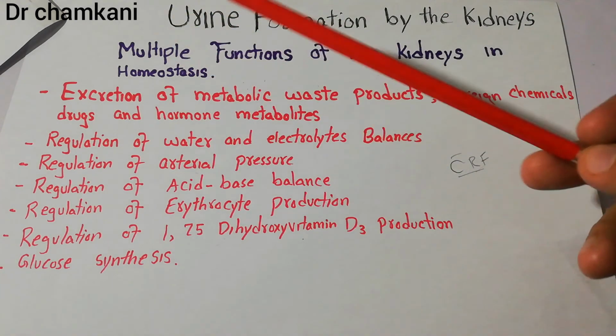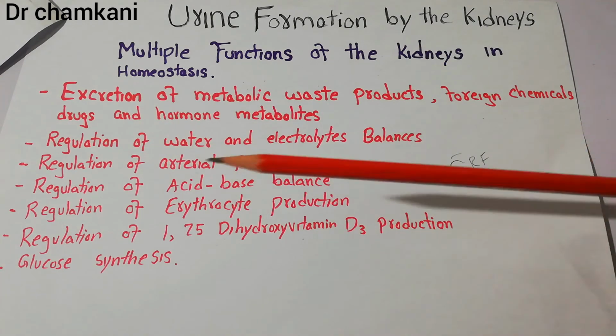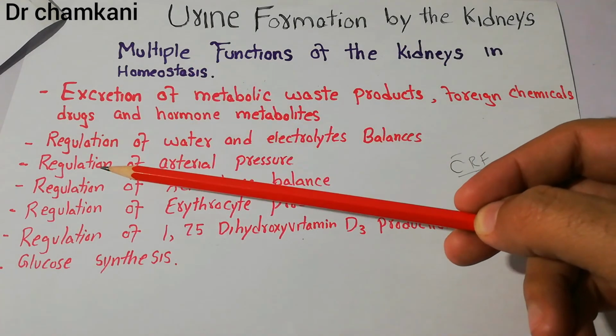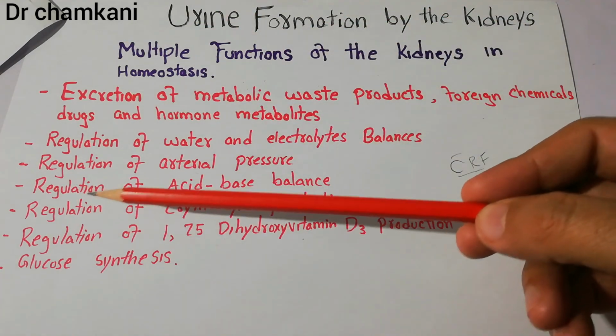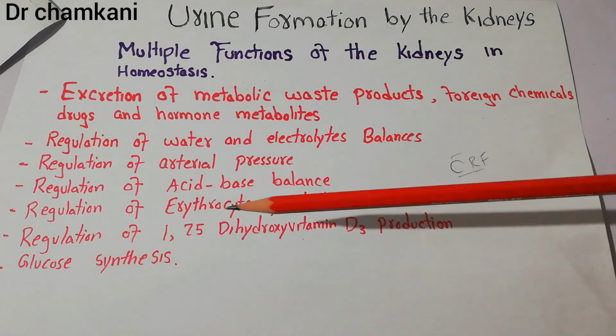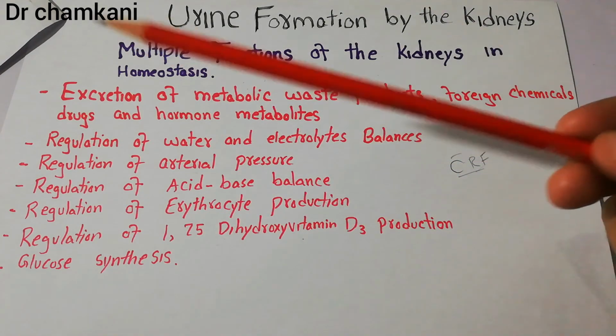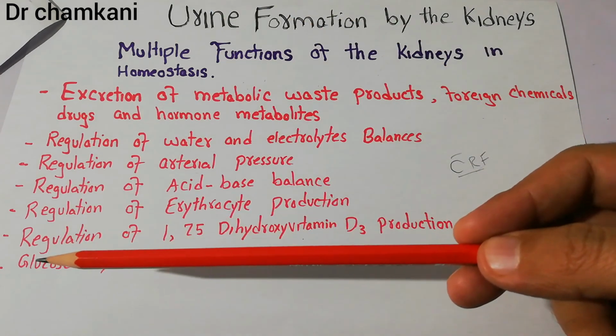To summarize this, the kidneys have a role in the excretion of metabolic waste. Kidneys have a role in regulation of water and electrolytes. Kidneys have an important role in the regulation of arterial pressure or blood pressure. Kidneys have a role in the regulation of acid-base balance, and in the regulation of erythrocyte or RBC production, and kidneys regulate vitamin D, and they are also important in glucose synthesis.